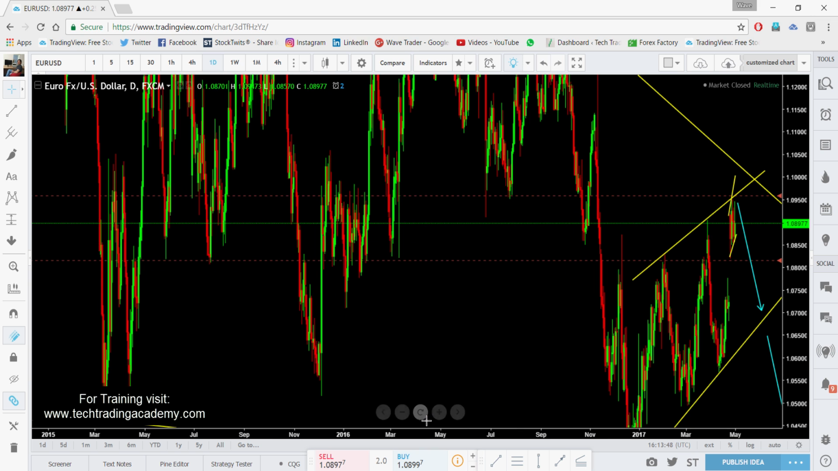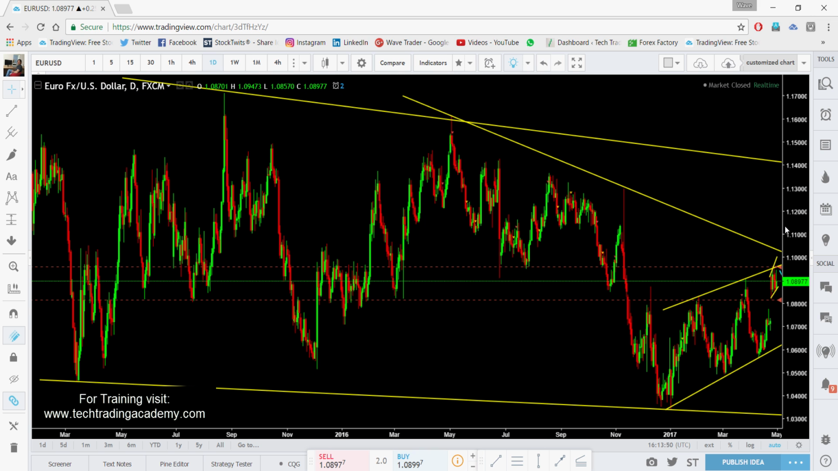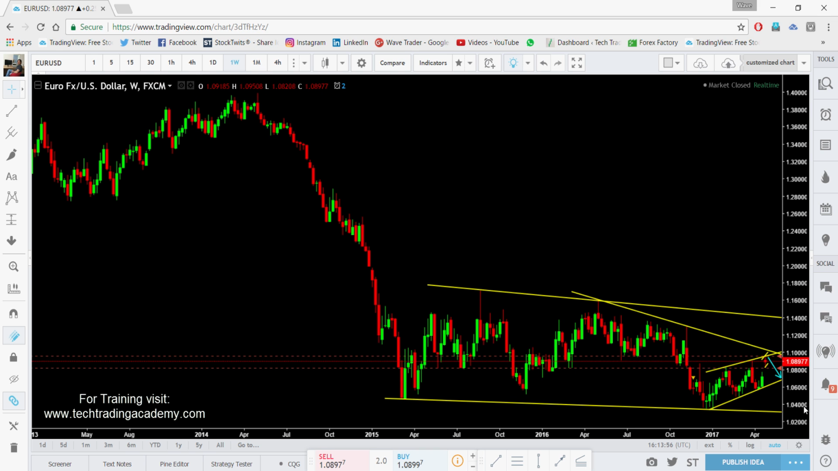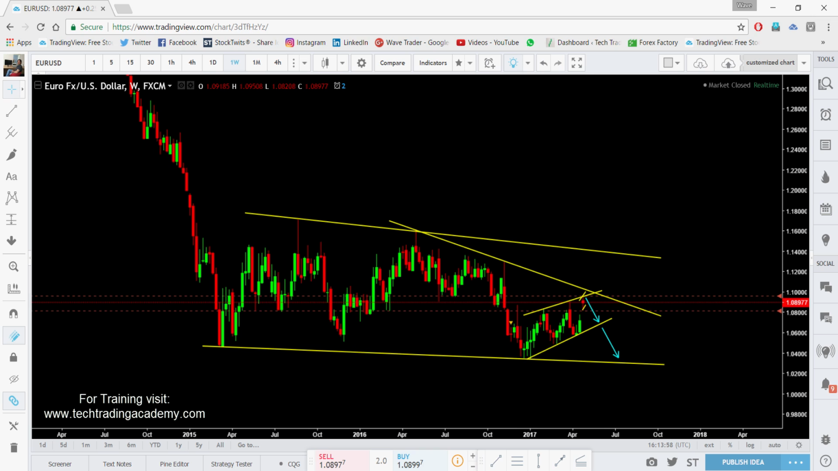Alright, so Euro USD, yeah, it is possible. Higher time frame means that price can go up to that area as well. It is possible. Yeah, it can go up to that area. But before that, price has to break out this area, this zone. Only then price gonna go up to that area. Right, this formation.